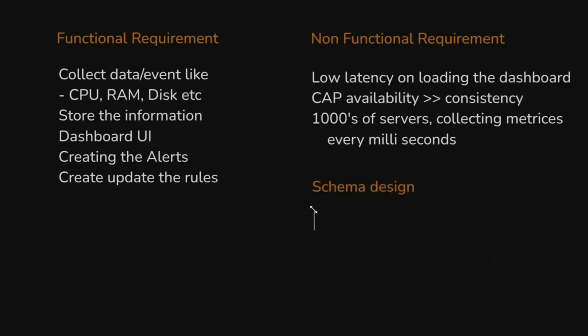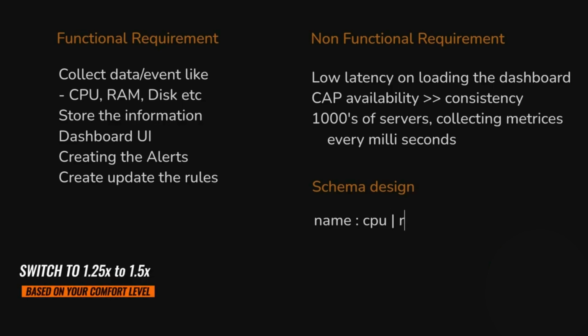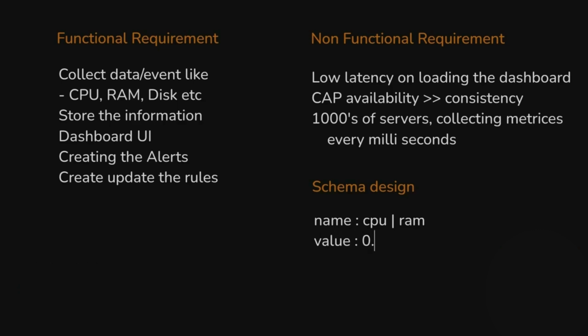So what kind of input data do we have in our system? We have events like CPU, RAM and disk utilizations that we want to store in our system. So we can have a name, like what is the name of this event. It could be CPU or it could be RAM. What is the value at a given time? Value we can represent in terms of percentage. So let's say we have 0.58, which would be the 58 percent utilization.